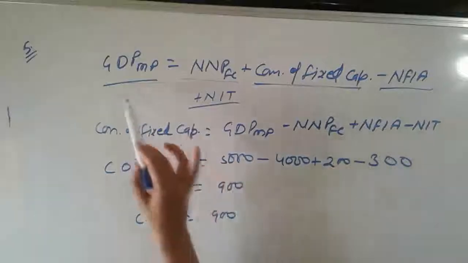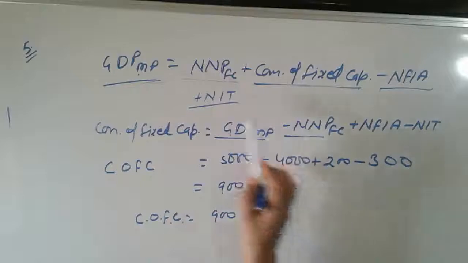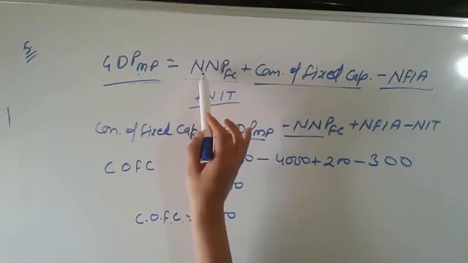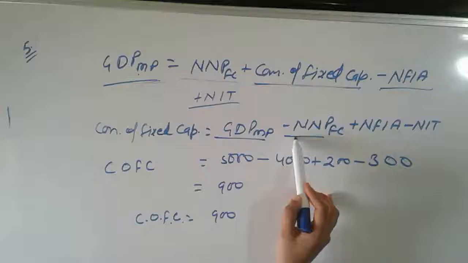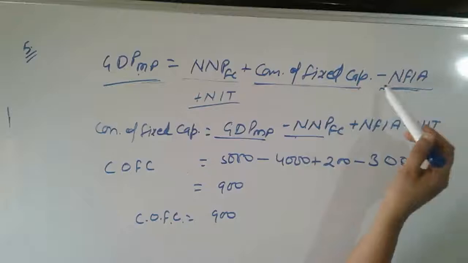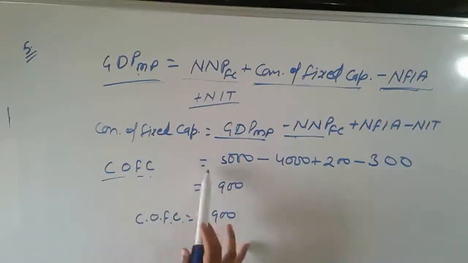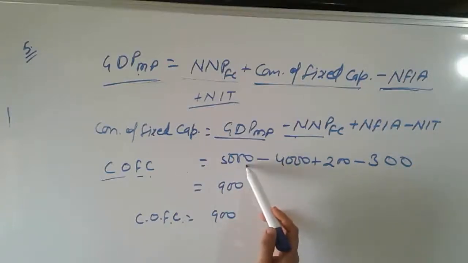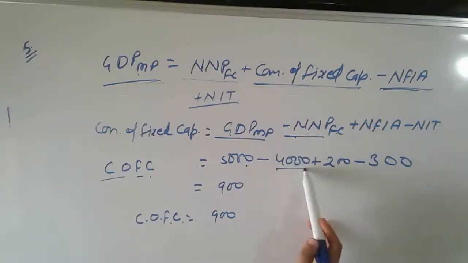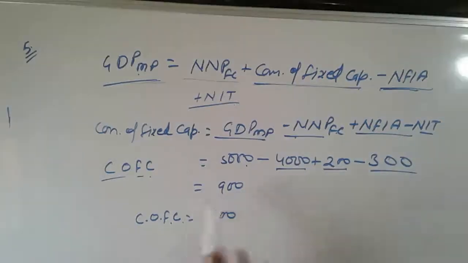So the GDP is already there, and NNP at FC is positive here. As we change its side, it will become negative. NFIA is negative, minus, but as we change its side, it will become positive. Same for NIT. So we get consumption of fixed capital equal to GDP at MP, which is 5000, minus NNP at FC, which is 4000, plus NFIA, which is 200, plus NIT, which is 300. By solving this, we get 900.